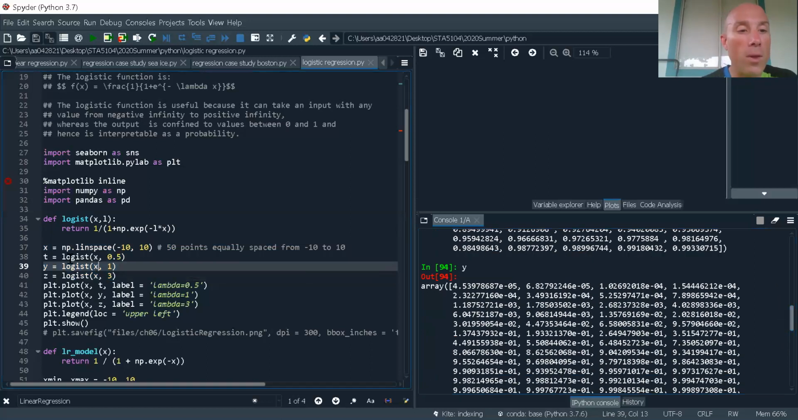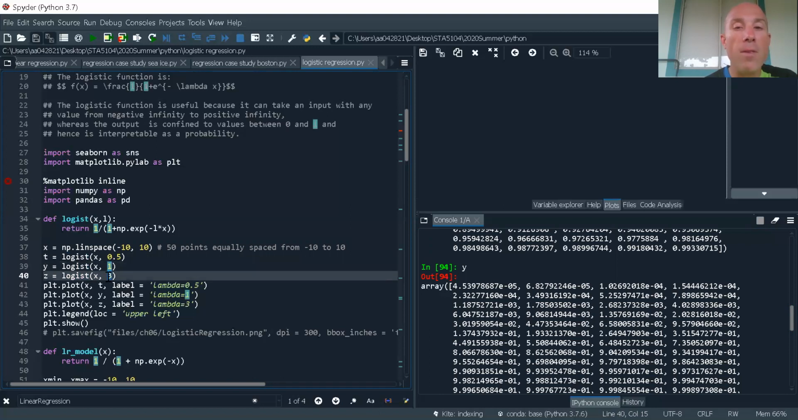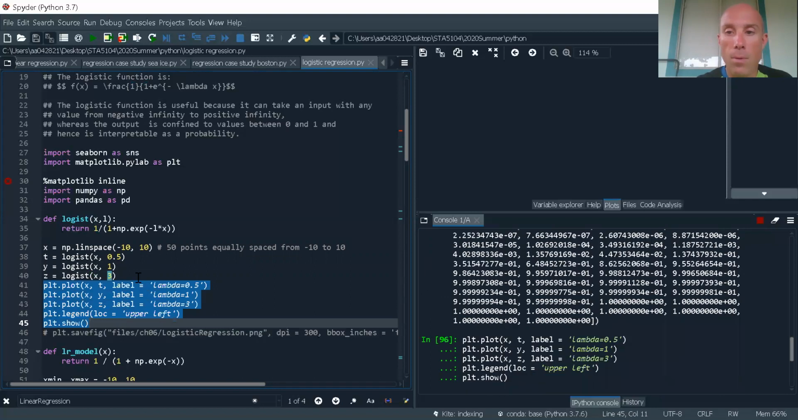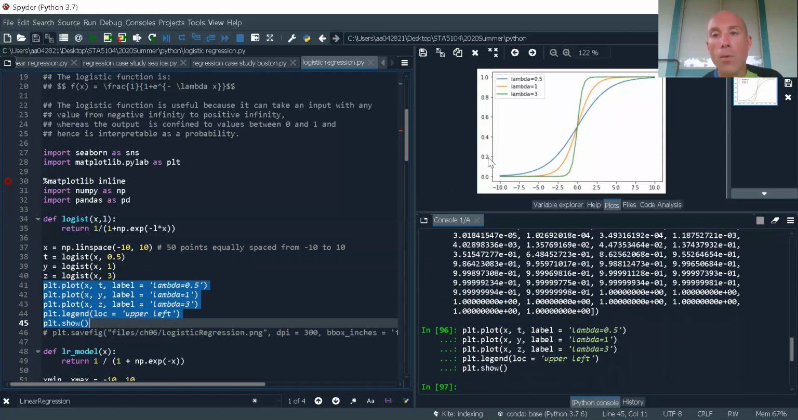What we're doing is taking this logistic curve. I'm taking the x value, and I'm saying that lambda is equal to 1/2 for t. And then for y, the lambda is equal to 1. And for z, we're saying the lambda is equal to 3. All right, so now let's graph these and see what we get. Okay, so the green is when lambda is equal to 3. The orange is when lambda is equal to 1. And blue is when lambda is equal to 1/2.